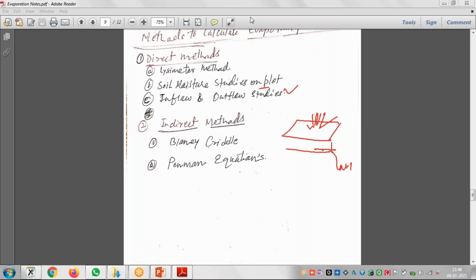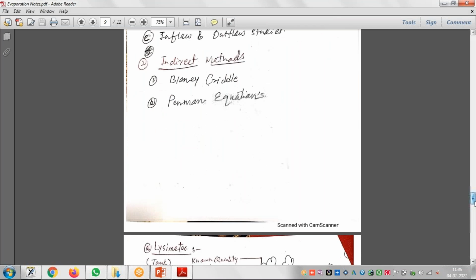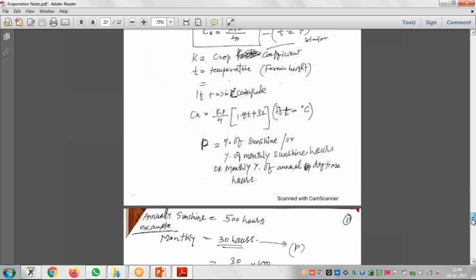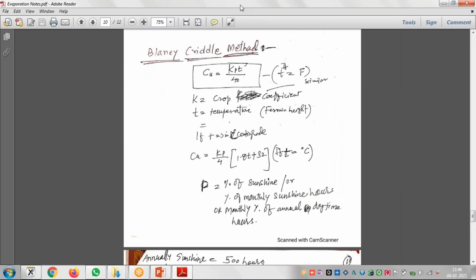Now there is another method, called the indirect method. Within that, two scientists gave methods: Blaney and Penman. First is the Blaney-Criddle method. He gave one equation, and based on that equation we can solve the problem and find the evapotranspiration. So what is this equation? He gave the consumptive use. I have already told you, Cu means consumptive use.